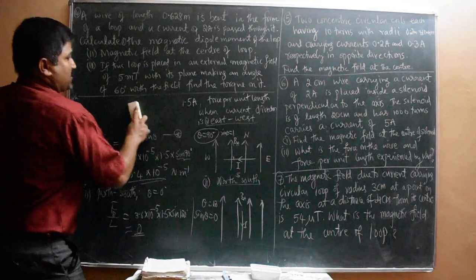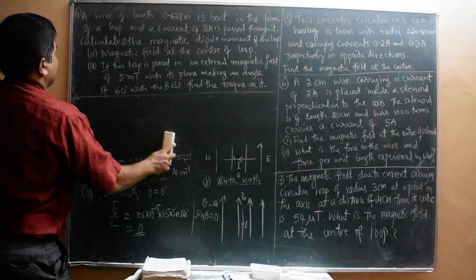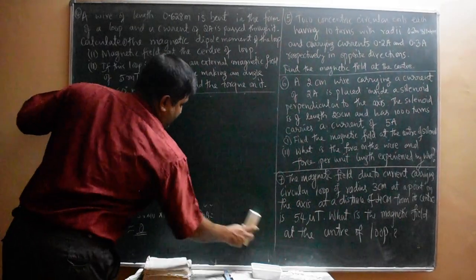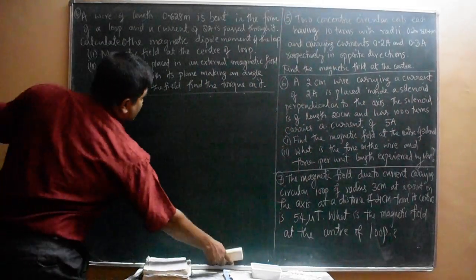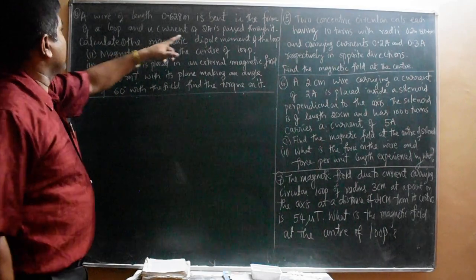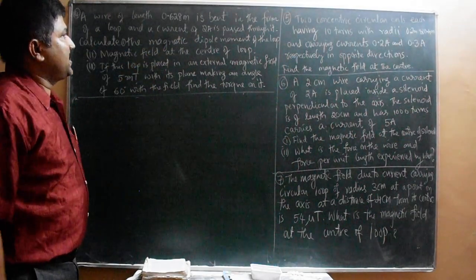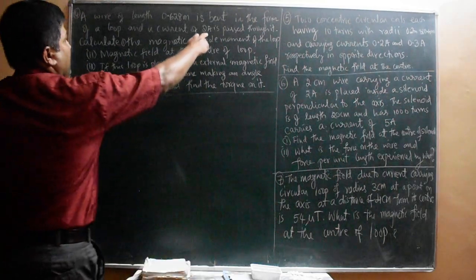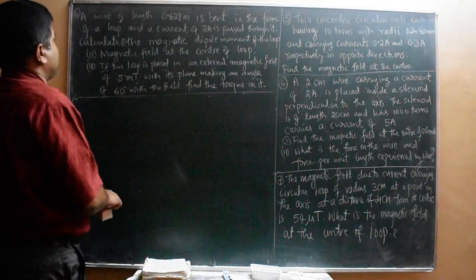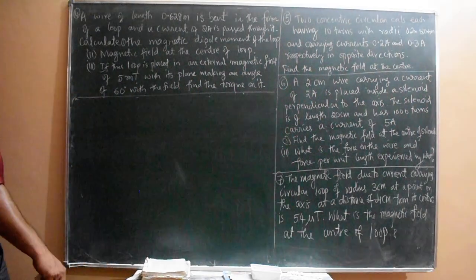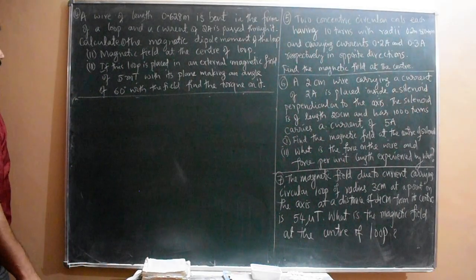Okay, now I will go to question number 4. Question number 4 is like this: a wire of length 0.628 meter is bent in the form of a loop. Loop means a circular loop you have to take. Then a current of 2 ampere is passed through it. Calculate the magnetic dipole moment of the loop.